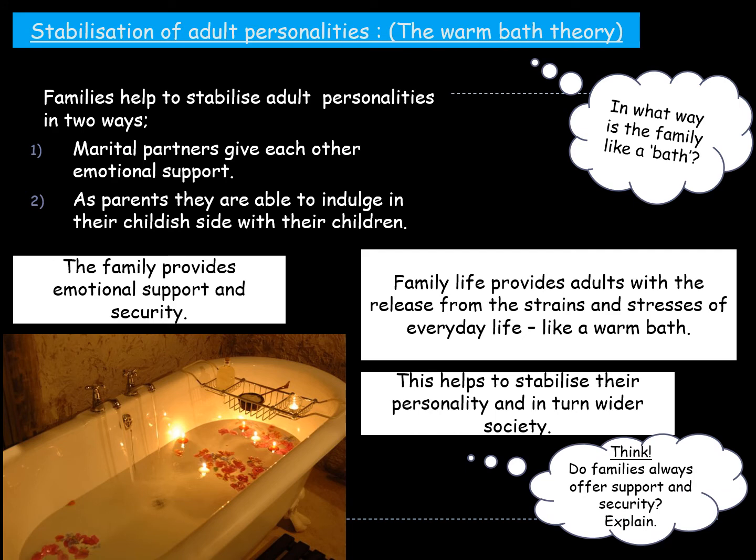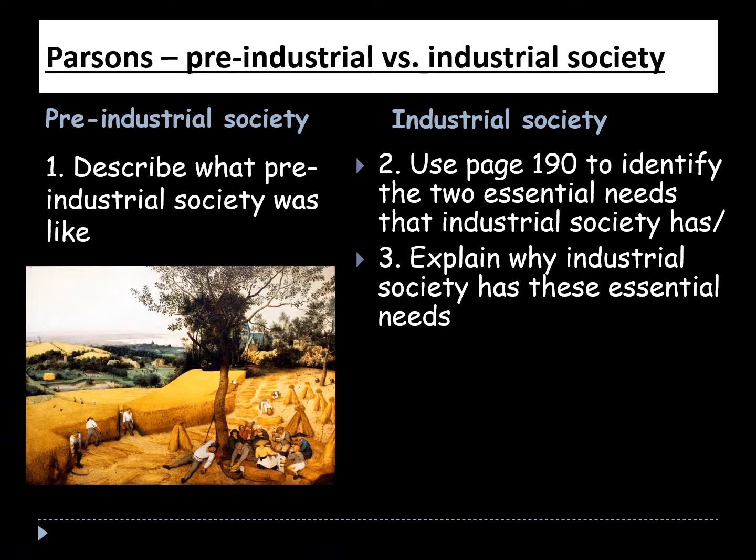So do families always offer support and security? Hopefully you've already thought about maybe a criticism of this approach. Is everybody's family like a warm bath? I'm sure we've all had times where family life feels perhaps chaotic or less than ideal. So we can already start to think about some of those criticisms of the functionalist perspective.